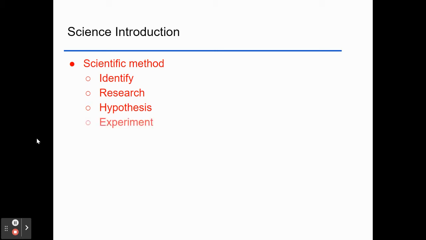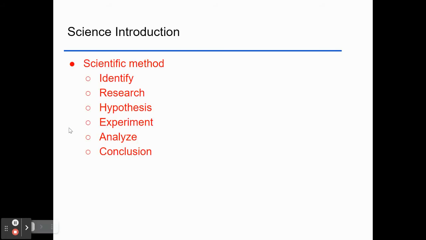Roll with it. We need to experiment. We need to analyze our data, basically look at our experiment. What is it telling us? And then we need to come to a conclusion, which is basically summarizing all of this good stuff here. Sorry. So make sure you have this in your notebook. It's important.